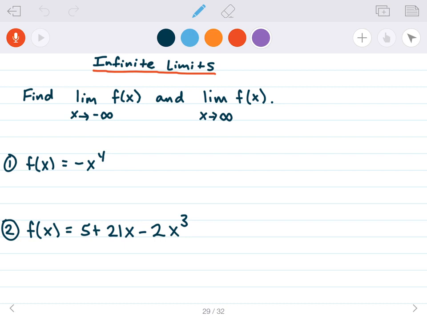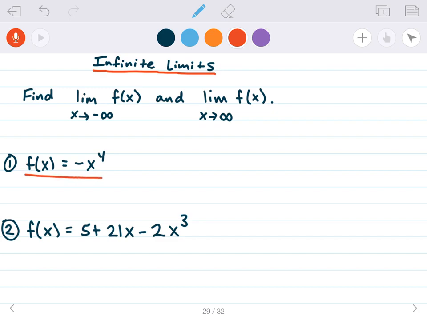Hey guys, in this next part of the video, we're going to talk about infinite limits. So infinite limits, basically, it's kind of what you think it is. It's when the x value is approaching either negative infinity or infinity, what does the y value approach? Okay, so let's just look at a couple of examples, and let's start with this guy.